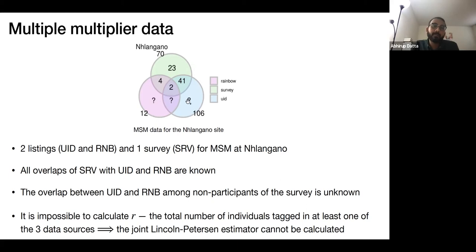And why this is problematic is that if we don't have knowledge about these, we cannot calculate R, which was the total number of individuals tagged in at least one of the 3 sources. So R is like the total size of this Venn diagram. And as you can see, with this information available, you cannot calculate that. You would need information on at least one of these three partitions to fill up all of them based on the data available and then calculate R. So without that, you cannot calculate the Lincoln-Petersen estimator.